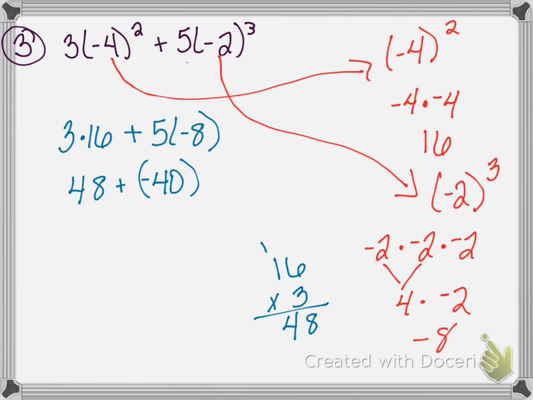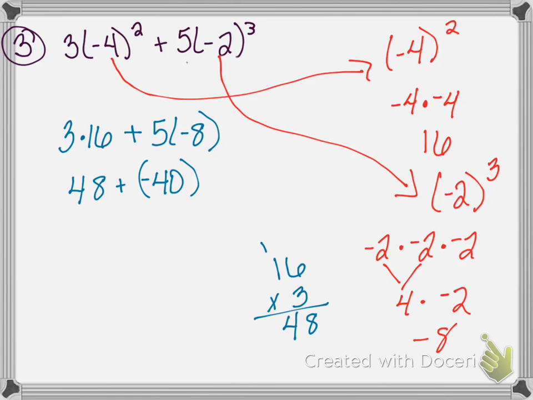I have a positive number and a negative number. Which one has the greater absolute value? 48. So is my answer going to be positive or negative? Good. It's going to be positive. 48 is further from 0.